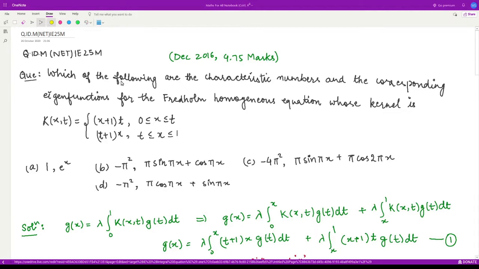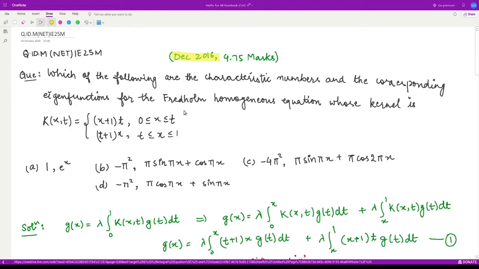In this video we shall be seeing a question from December 2016 of CSIR-UGC NET, which is of 4.75 marks. They are asking which of the following are the characteristic numbers and the corresponding eigenfunctions for the Fredholm integral equation whose kernel is given to be this. That means they are asking for the characteristic numbers, which are basically the eigenvalues, and the eigenfunctions of the given equation.